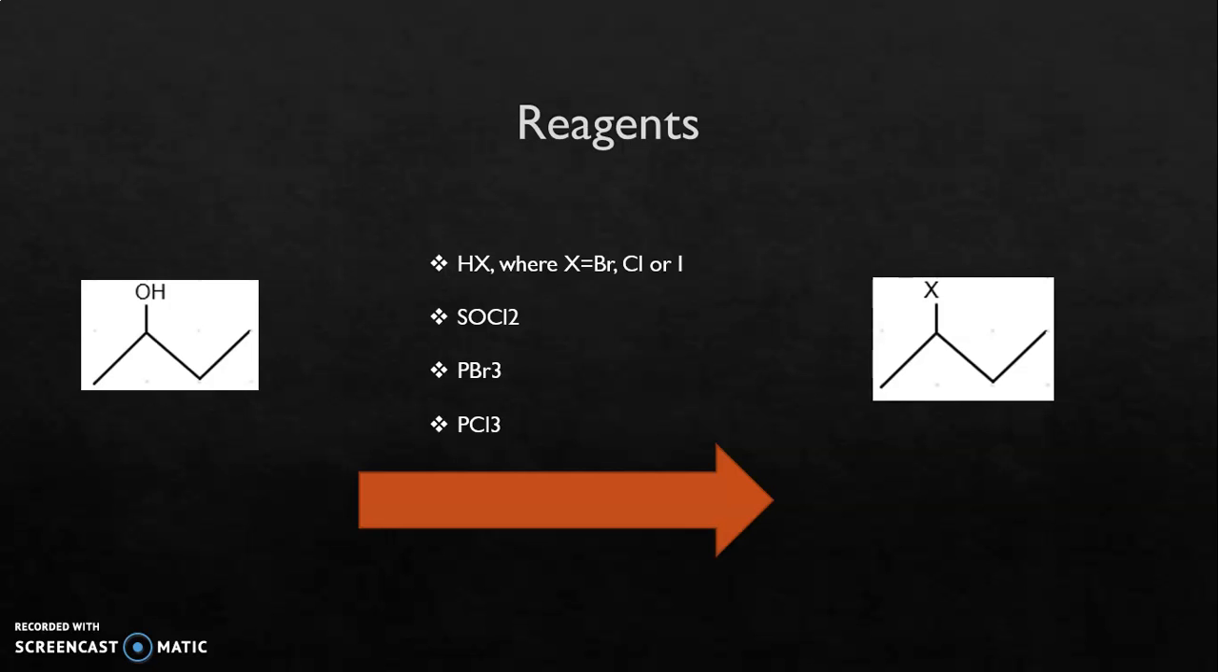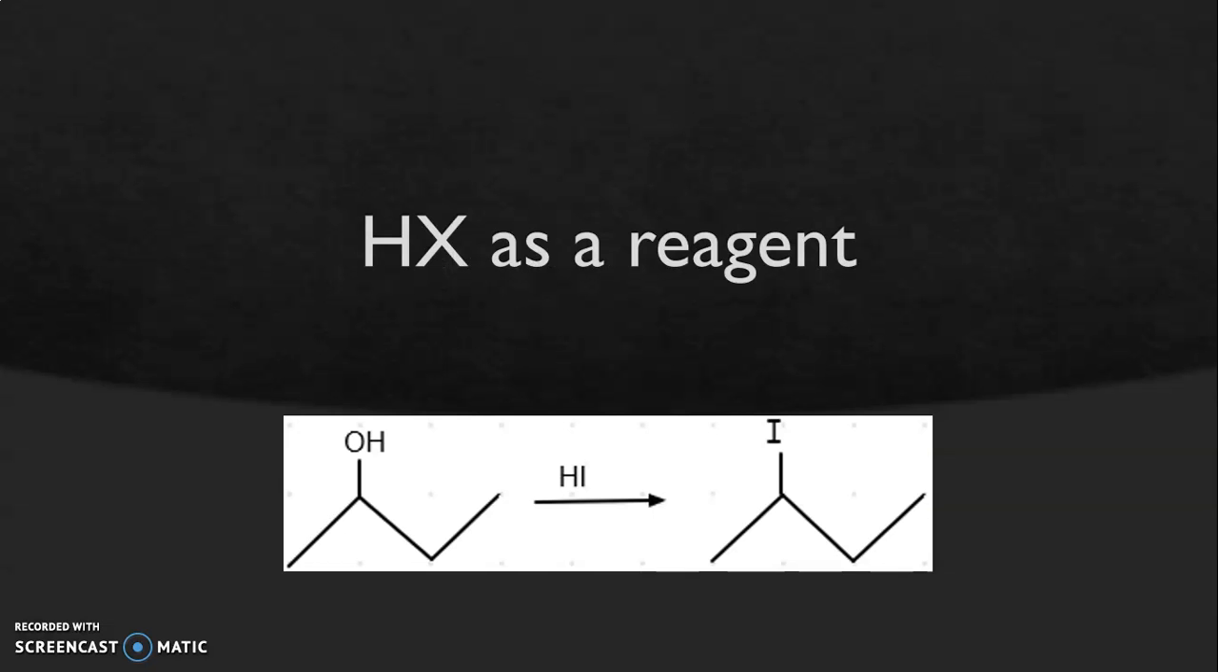With SOCl2 you're only going to be able to make an alkyl chloride. With PBr3 you're only going to be able to make an alkyl bromide, and with PCl3 you're only going to be able to make an alkyl chloride. So let's dive right in.